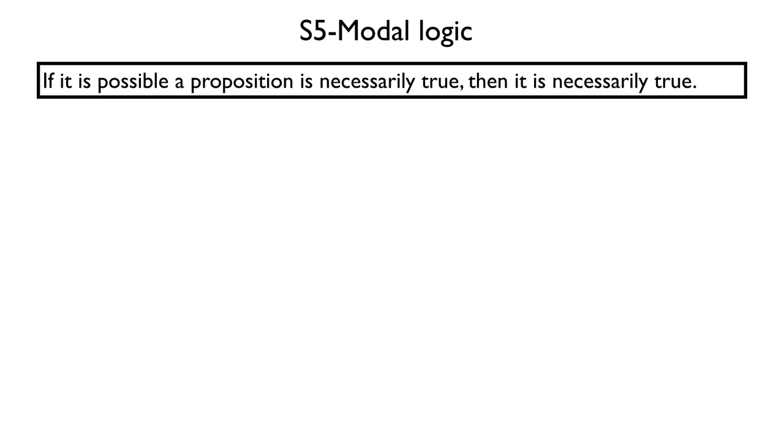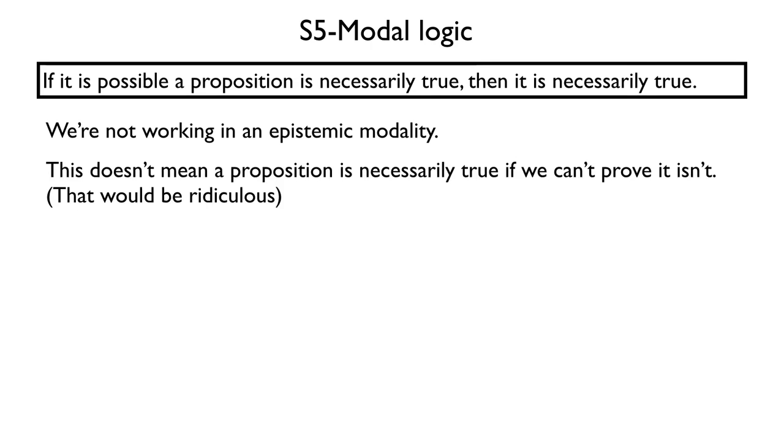Now, this, if anything, is even more surprising than the previous version. And when I first saw this, I thought it was very confusing. What? Just because it's possible a proposition is necessarily true, somehow, magically, it follows that the proposition actually is necessarily true? How does that work? Well, the first thing to remember is that we're not working in an epistemic modality any longer. And this doesn't mean a proposition is necessarily true if we can't prove it isn't. That would be ridiculous, and that's what this would mean if we were working in an epistemic modality.